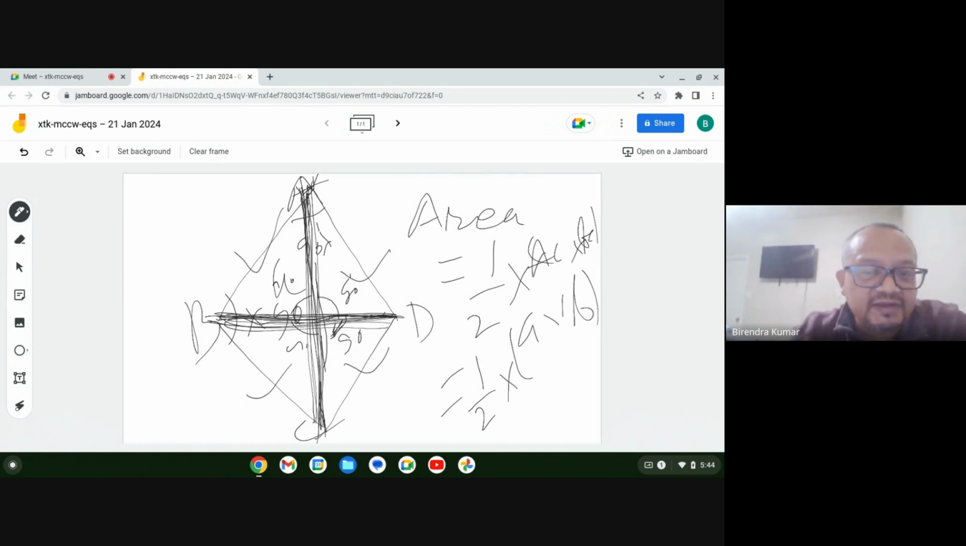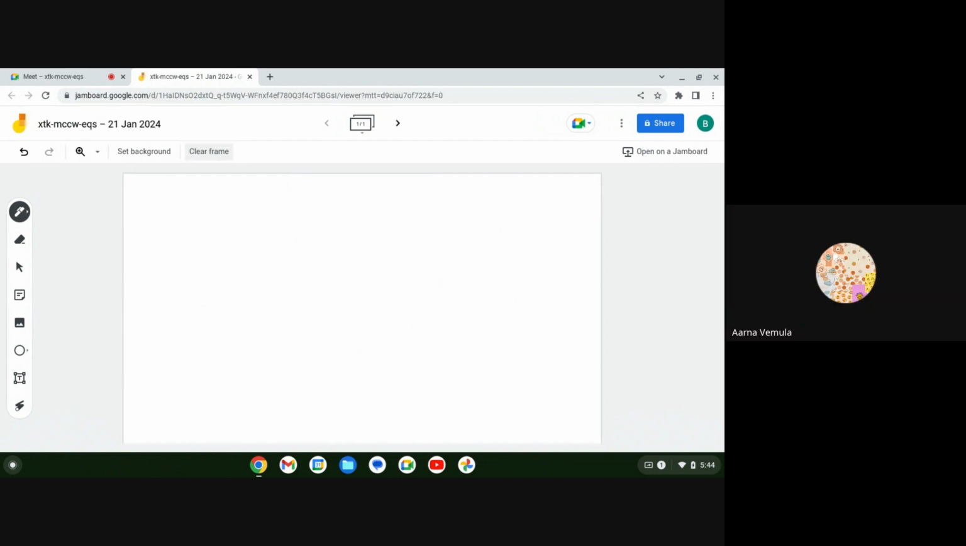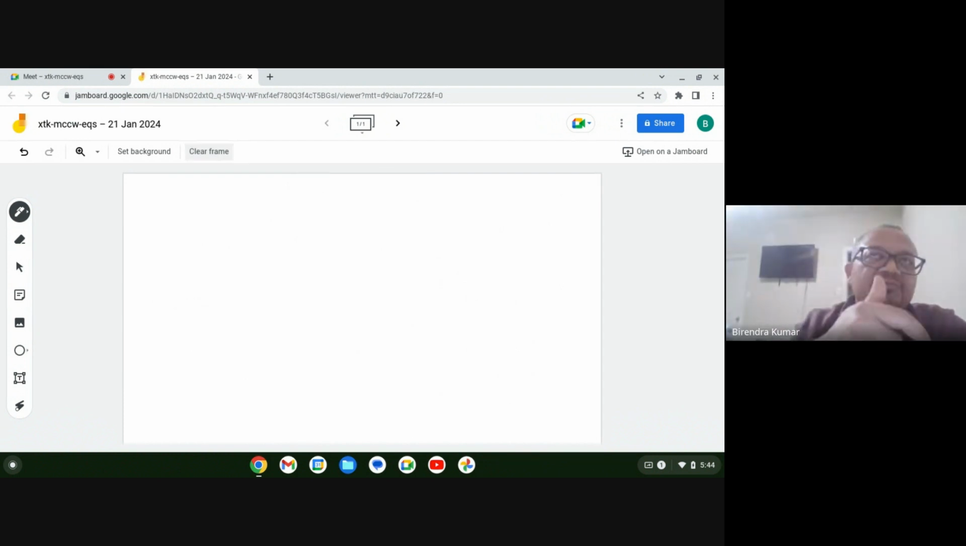How this is derived, I can explain in the next class if you have any doubt about it. This is fairly simple. This can be related with the area of a right angle triangle. But the formula is half into the multiplication of the length of the two diagonals. That's the area of a rhombus. So you can note this down: area of a rhombus equals half into length of one diagonal multiplied by length of second diagonal. Half into A into B.